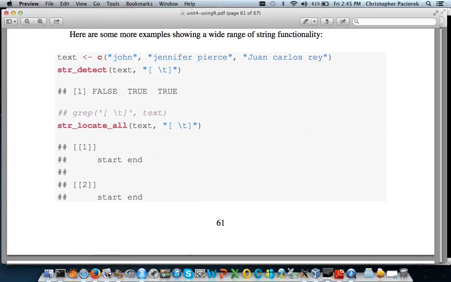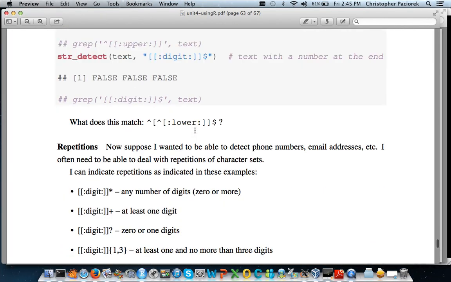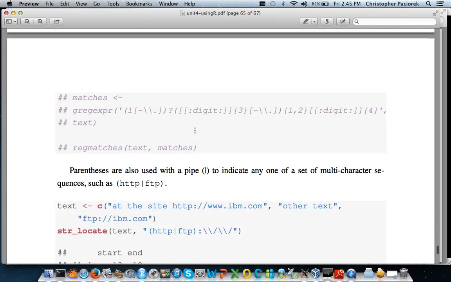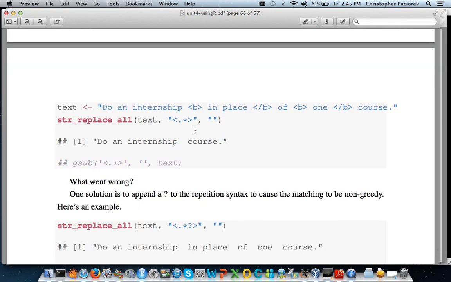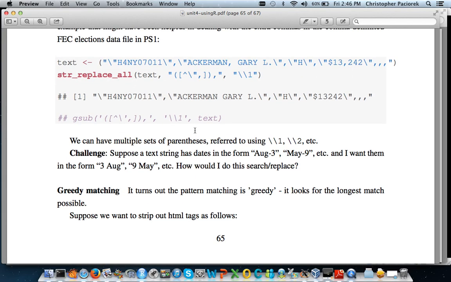Okay, so I think actually to reinforce this point, let's look at a little problem and see if you guys can come up with a solution for this. Here's the challenge for you to think about for a couple minutes, and then we'll see if we can arrive at a solution. Suppose I have a text string where there are dates like August-3 and May-9, and what I really want to do for some reason is reformat those so they look like this: 3 space August and 9 space May.